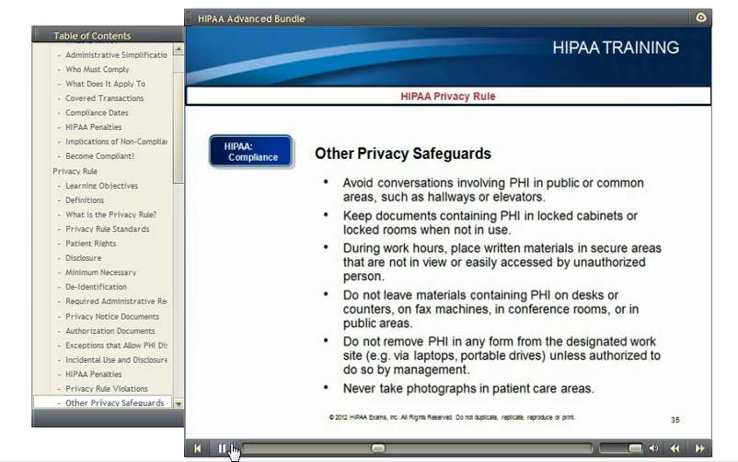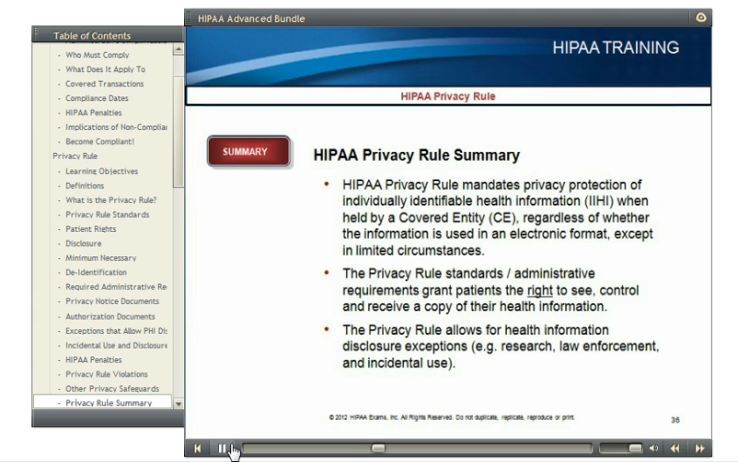HIPAA Privacy Rule Summary. The HIPAA Privacy Rule mandates privacy protection of individually identifiable health information, IIHI, when held by a covered entity, CE, regardless of whether the information is used in an electronic format, except in limited circumstances. The Privacy Rule standards and administrative requirements grant patients the right to see, control, and receive a copy of their health information. The Privacy Rule allows for health information disclosure exceptions, e.g., research, law enforcement, and incidental use.